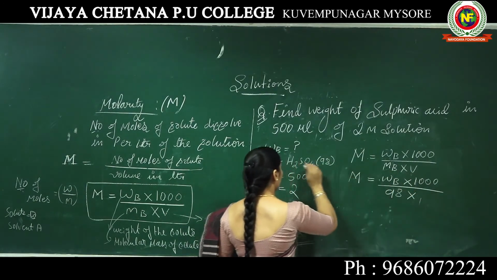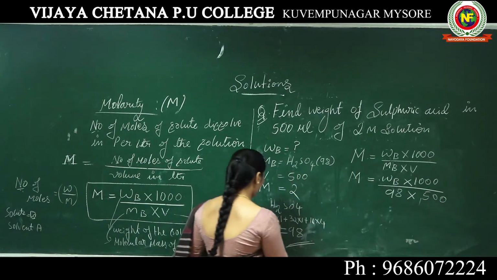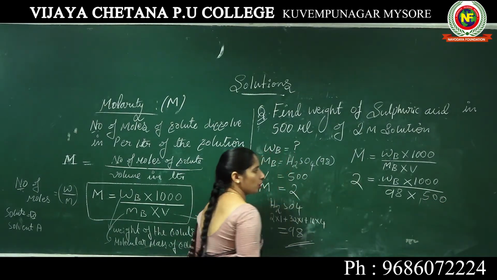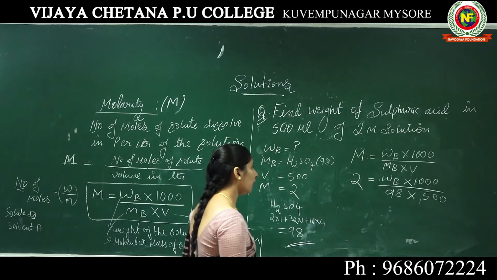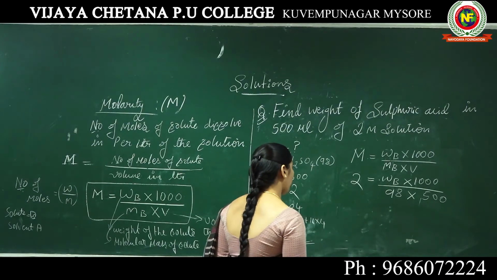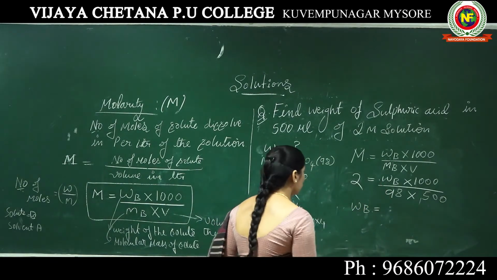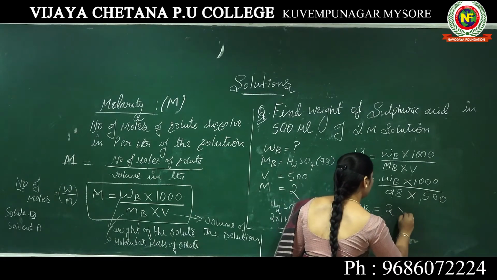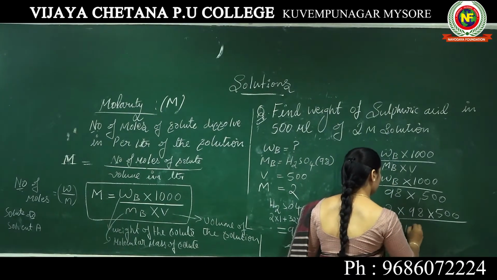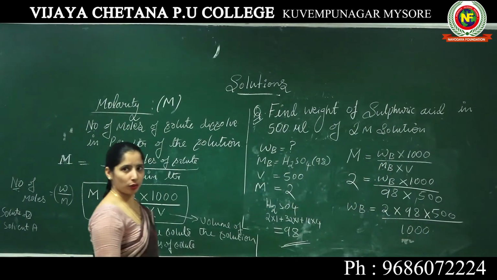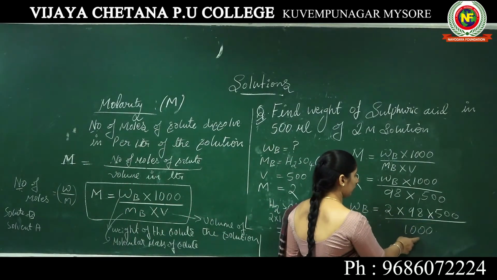98. The volume is how much? 500. And M is 2. So now you have to find out the weight WB. WB equals 2 into 98 into 500 divided by 1000.